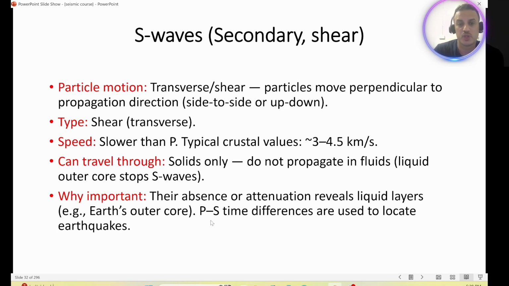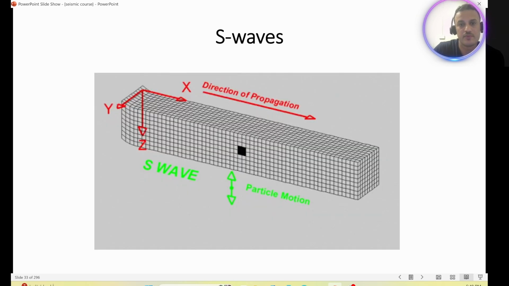The time difference between the P wave and the S wave is used to locate the earthquake. So this is very useful in seismological studies. They use the P and S wave time difference to locate the earthquake. But this is only in the case of natural earthquakes due to plate tectonics.